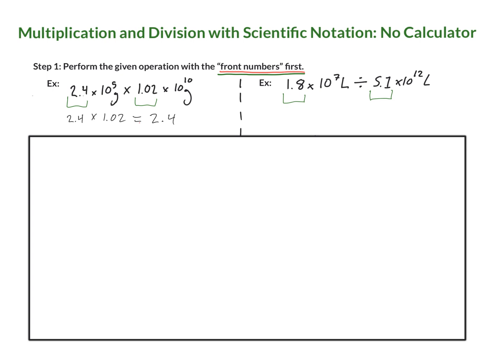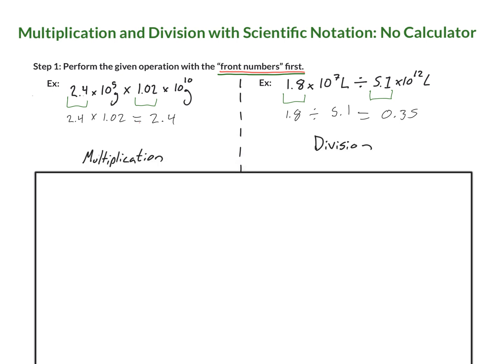On this side, if I do division, I'm going to do 1.8 divided by 5.1. And if I round, let's just say 0.35. It's 0.3529, but I'm going to do 0.35. All right, so those are the numbers that I end up with if I do the operation that's given with just those quote-unquote front numbers. Now, we can't forget about our exponents, but that's what we do next. So that's step one.